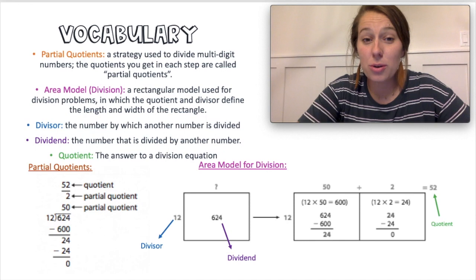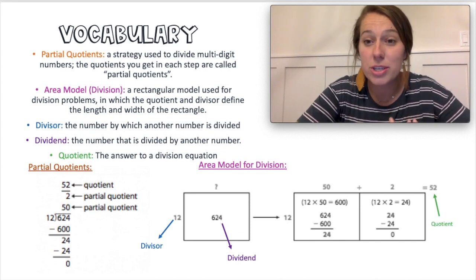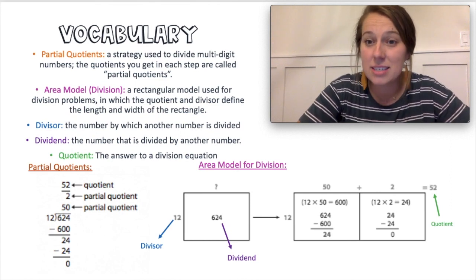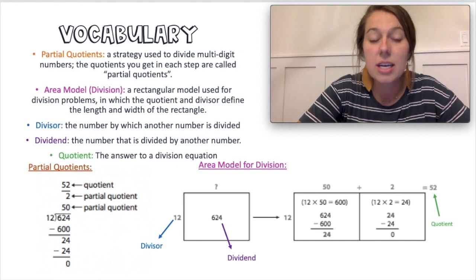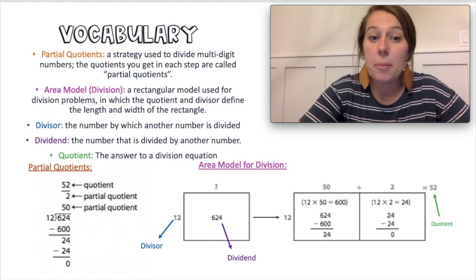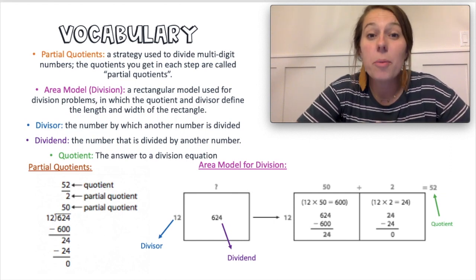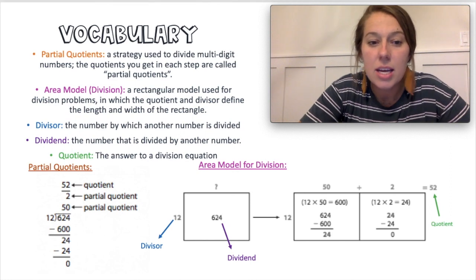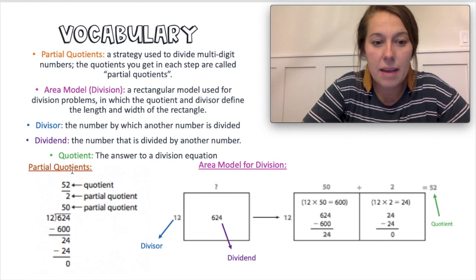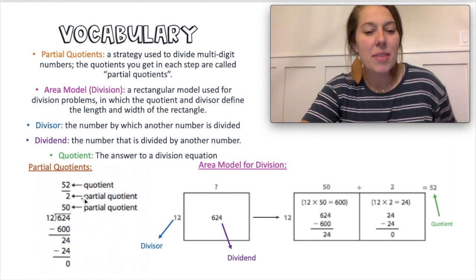So partial quotients. You probably remember this from this year because you talked about partial quotients and you talked about partial products. And partial products has to do with multiplication. Partial quotients is what we use to divide multi-digit numbers. The quotients you get in each step are called partial quotients. Okay? So that example is shown down here in the orange. So we will show some examples in just a moment.